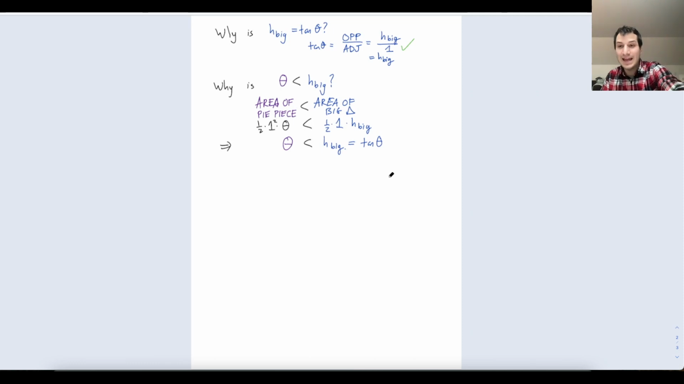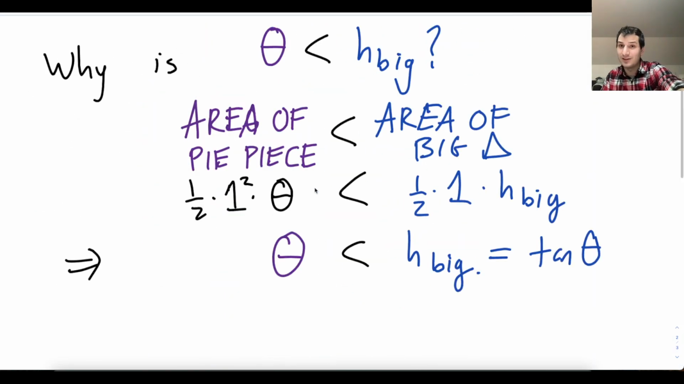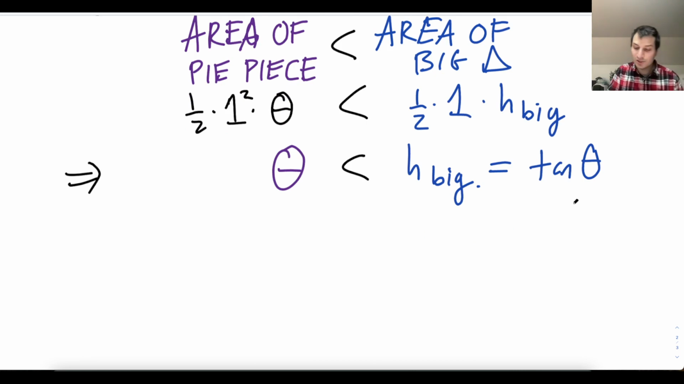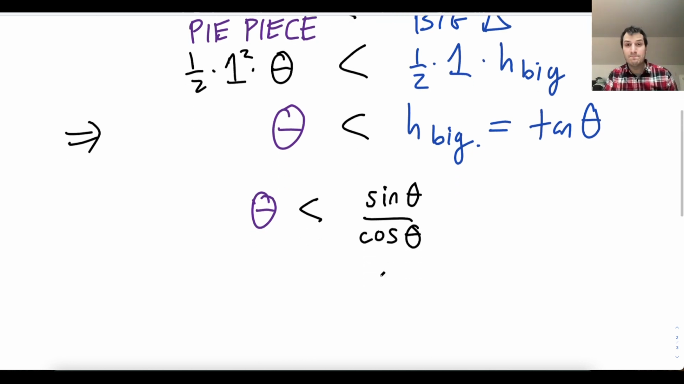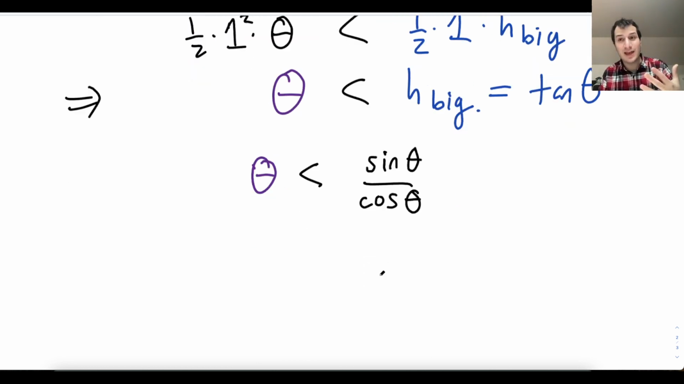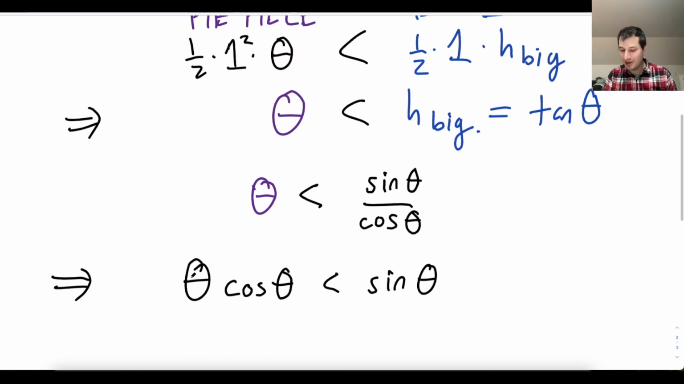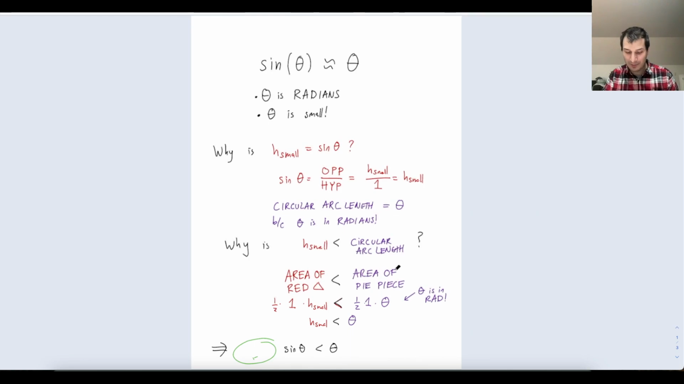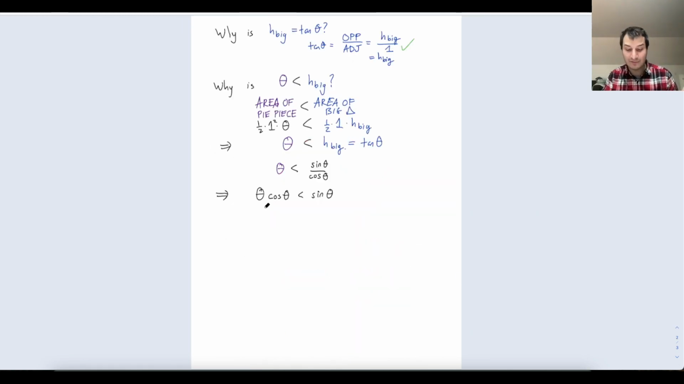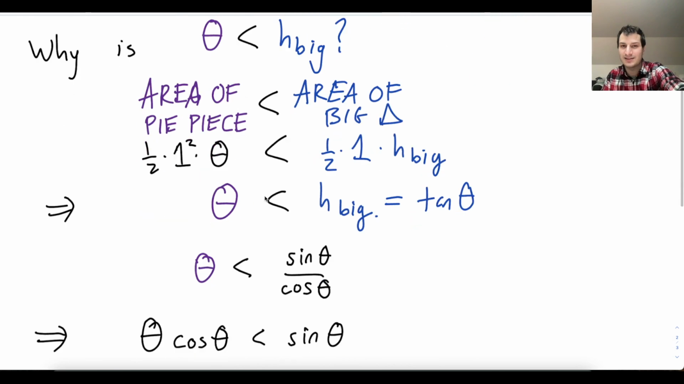Well, I have that the tangent of theta is bigger than theta, and so I can just rearrange this a little bit. If the tangent of theta is bigger than theta, well, tangent is sine over cosine. So let's write it like this: sine theta over cosine of theta. And if I multiply both sides by cosine, that's okay because cosine is positive here. Theta times the cosine of theta is less than the sine of theta. Okay, so this is the other half of our sandwich. We made one half over here, sine theta less than theta. Here's the other half. Theta times the cosine of theta is less than sine theta.